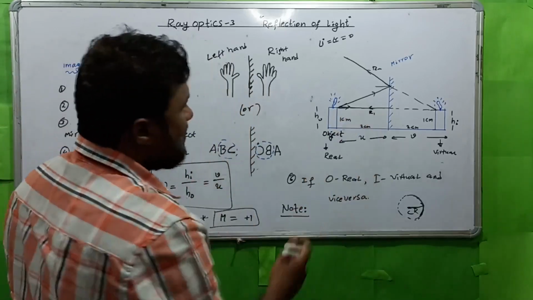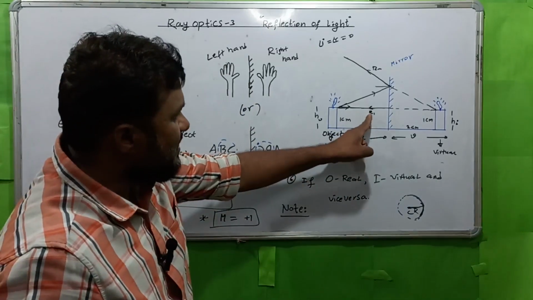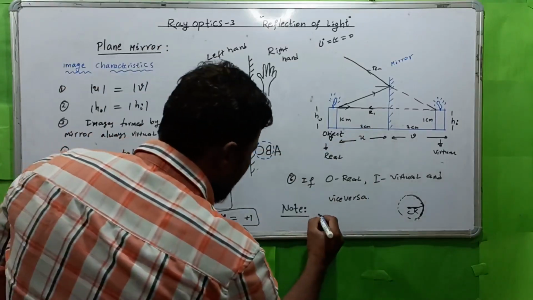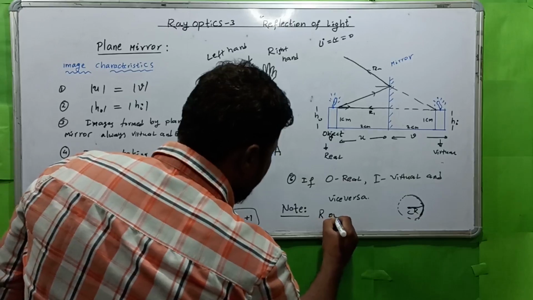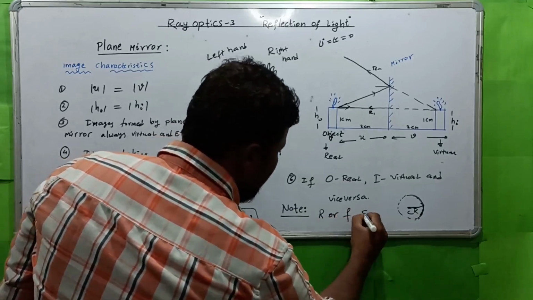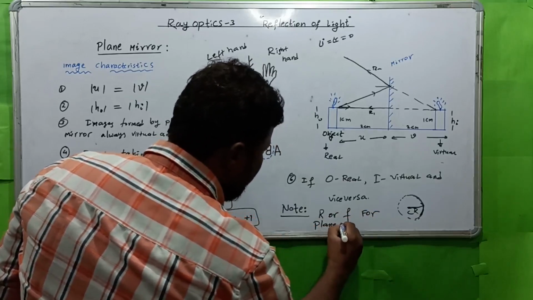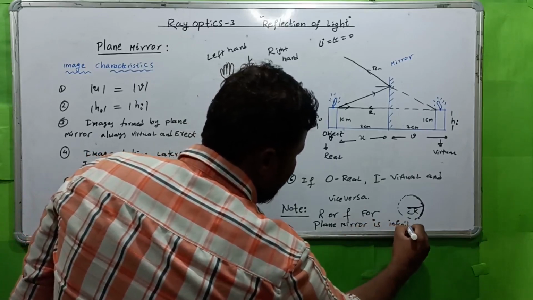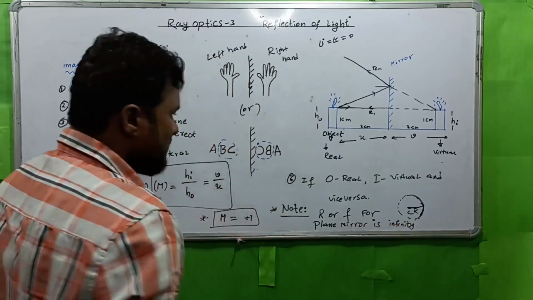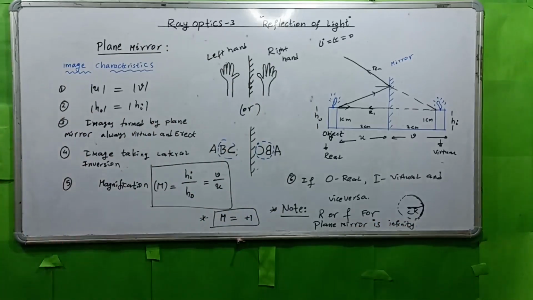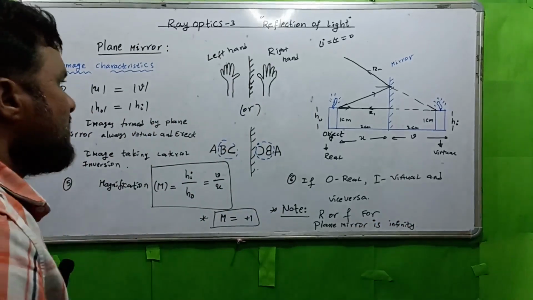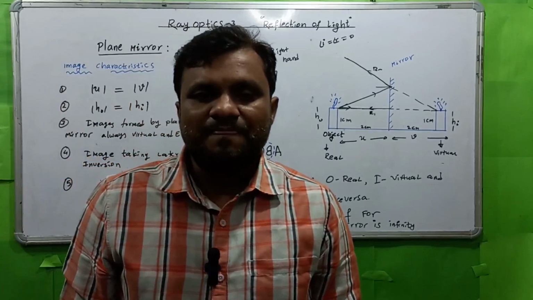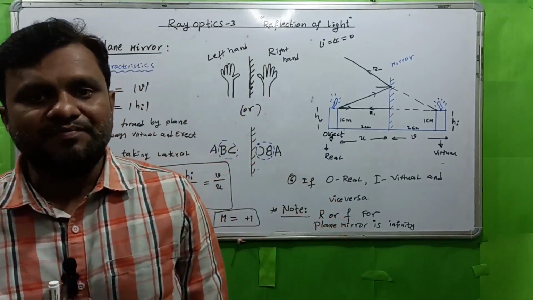Notice here, the radius of curvature or focal length in the case of a plane mirror is at infinity distance. Note: the radius of curvature or focal length for plane mirrors is infinity. A very important note: R and F for a plane mirror is infinity. I hope everyone is enjoying my physics. Now we will discuss some applications of image formation in the case of a plane mirror.